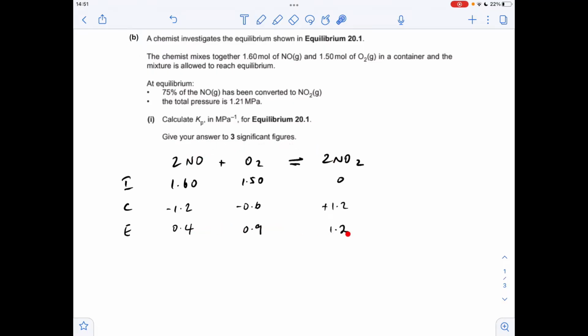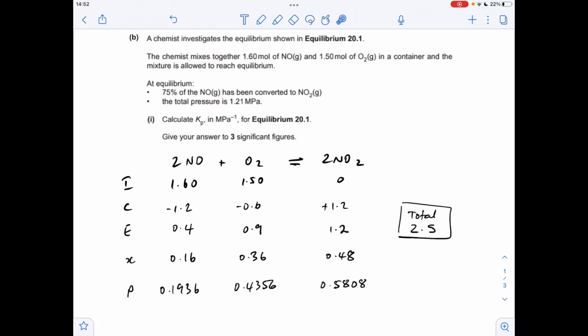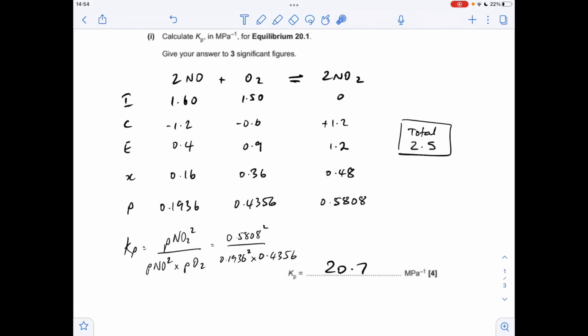So now we'll work out the total moles at equilibrium, which comes out at 2.5 moles, so the mole fraction is going to be the moles at equilibrium divided by the total moles. So there they are there, and now we need to multiply each mole fraction by the total pressure to get the partial pressure. So there's the partial pressures there. So all we need to do now is construct the Kp expression and put these partial pressures in, which gives a Kp value to three significant figures of 20.7.